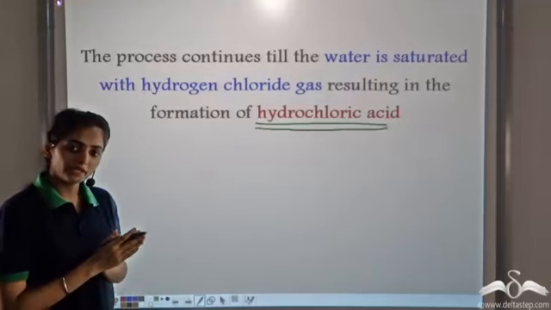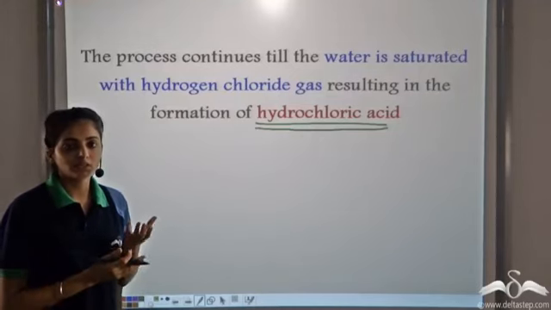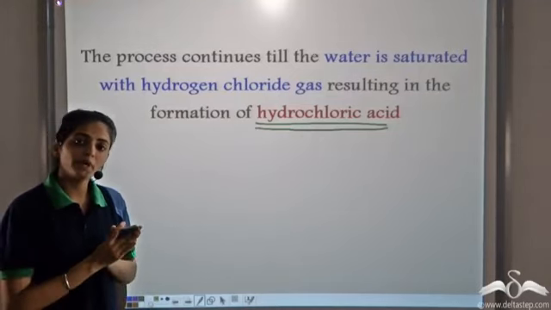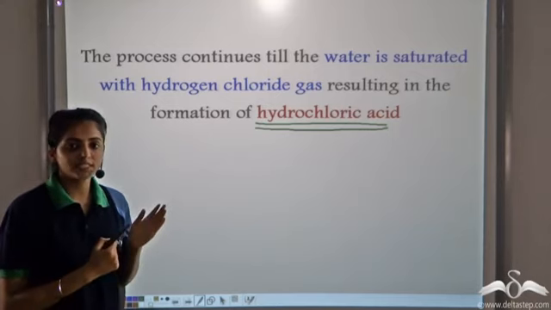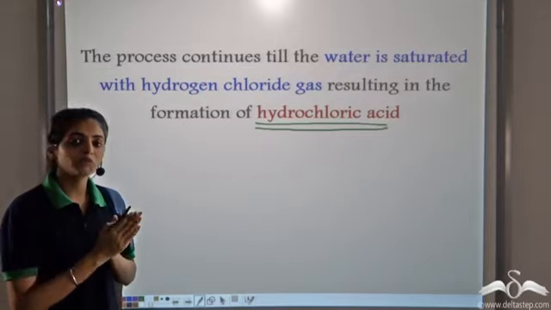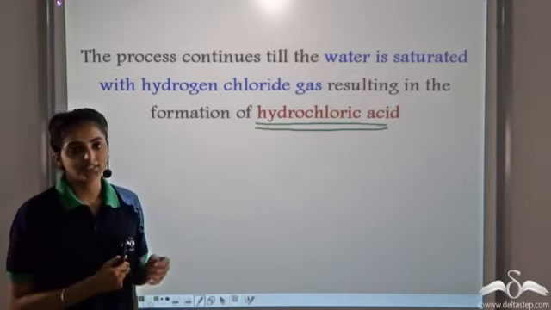So by using a funnel arrangement which provides a larger surface area to prevent the back suction of the gas, we get a saturated solution of HCl gas in water. That is, we finally get hydrochloric acid.